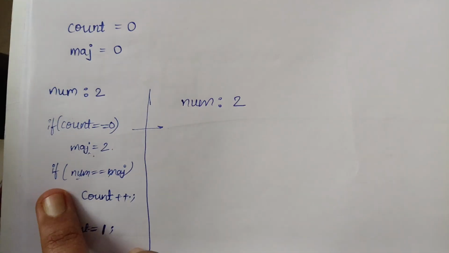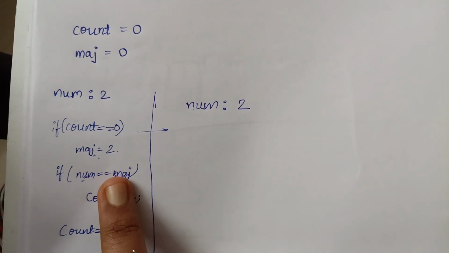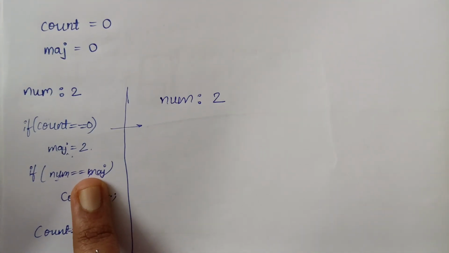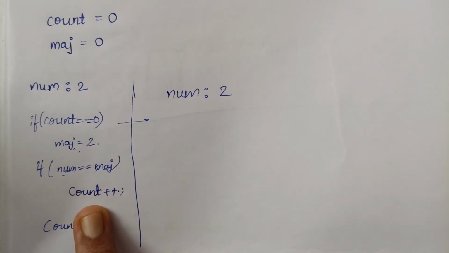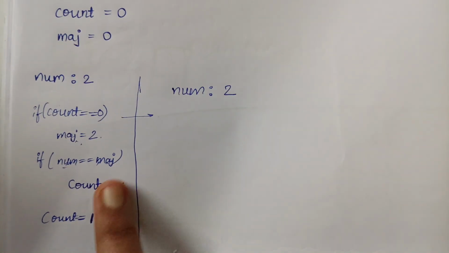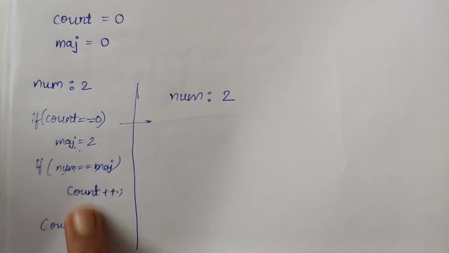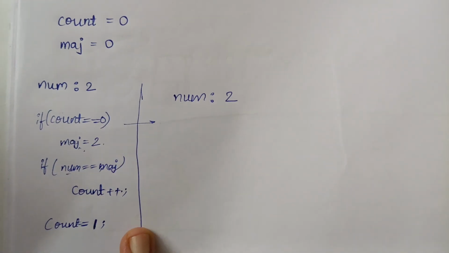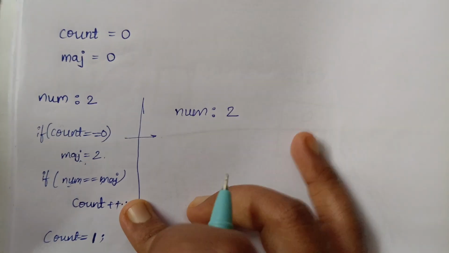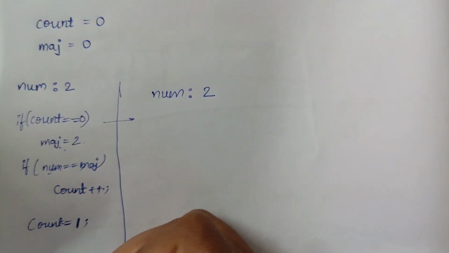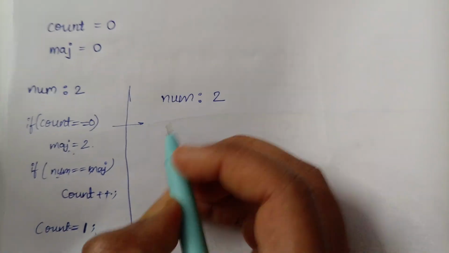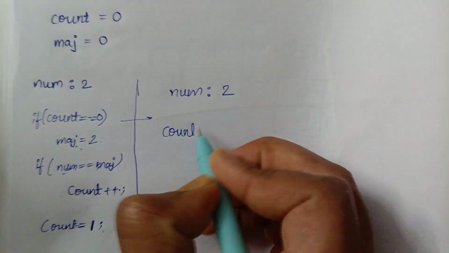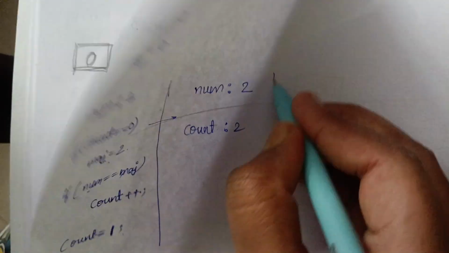So now we'll check for another if condition, that is if num == majority. What is the num value? The num value is 2 here, and the majority is also 2 here. So we'll do count++. Count++ means the count value will get changed to 2. Count value is 2.